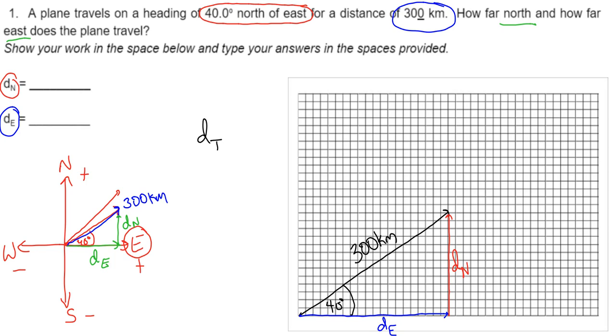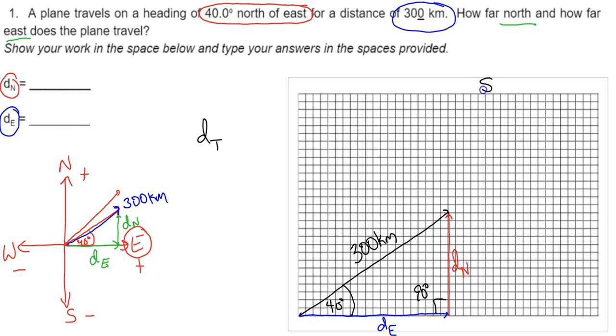So now how do I break this apart? Well, now that we've got it graphed out, we can see what we've created here is a right triangle. We've got a right triangle with an angle of 90 degrees here in the corner, and an angle of 40 degrees over here in the left corner. And so now we just need to determine what our distance north and our distance east are based on that information. So we get to pull out our trig functions.